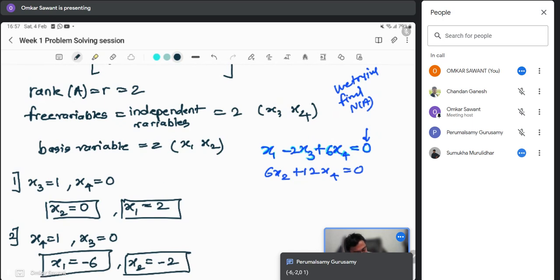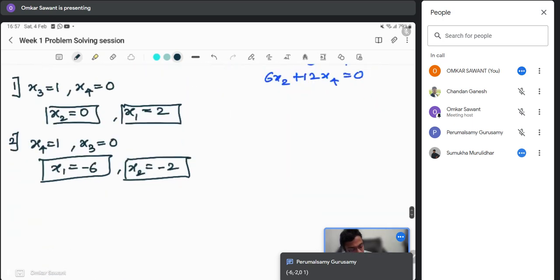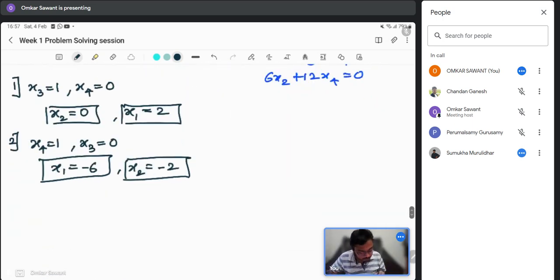Correct. Good. So what will be this null space? Give me the null space. It will be in terms of x3 and x4, right?